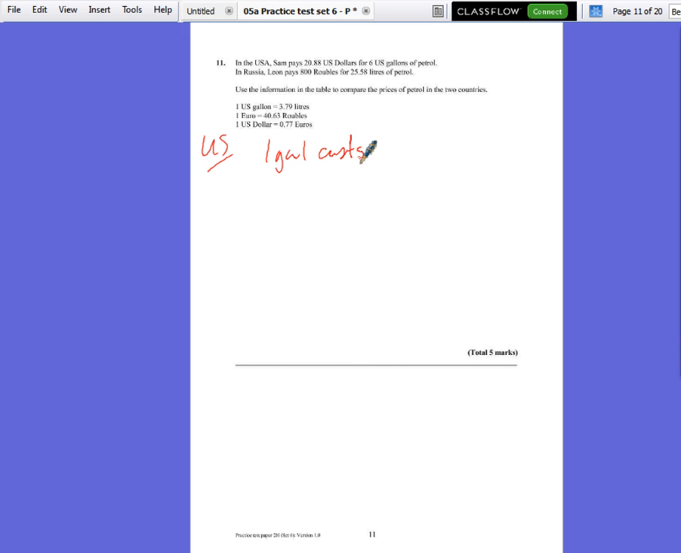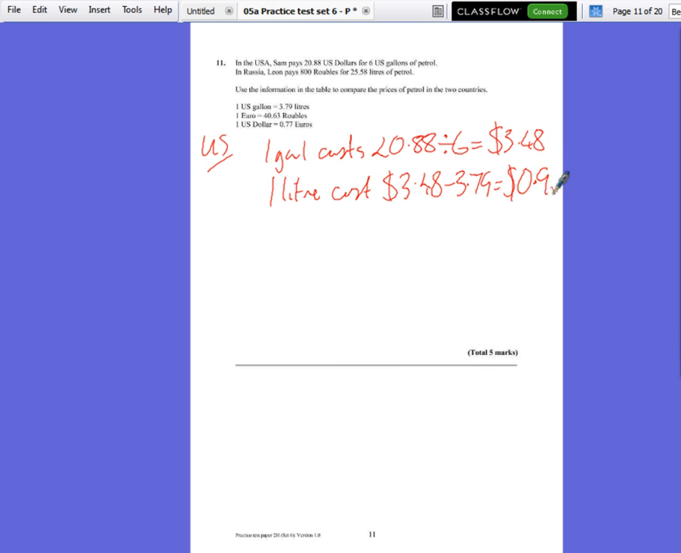So, 1 gallon costs $20.88 divided by 6, which is $3.48, and so 1 litre will cost $3.48 divided by 3.79 litres in a gallon, so that will give us 91 cents and 0.80%, so roughly 92, and then to convert that into euros, 0.918 multiplied by 0.77 would give us euros 0.707.